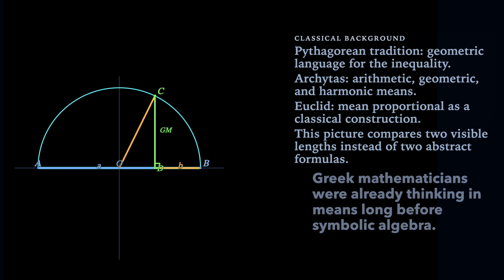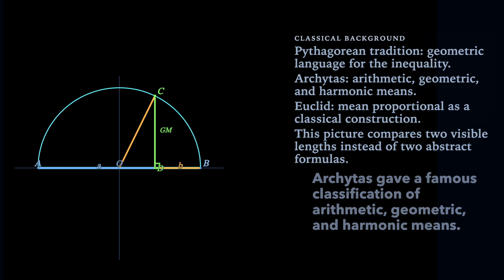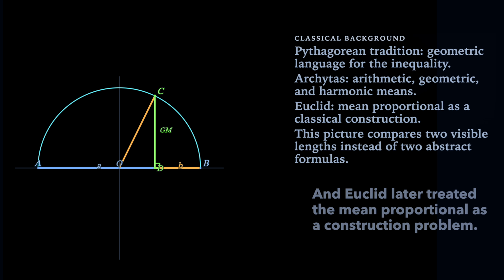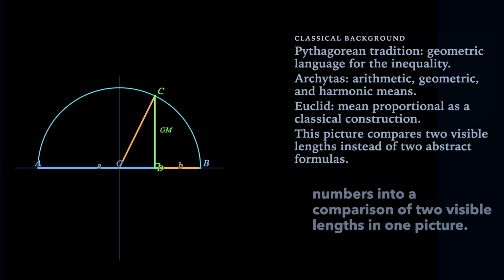Greek mathematicians were already thinking in means long before symbolic algebra. The Pythagorean tradition knew the inequality in geometric language. Archytas gave a famous classification of arithmetic, geometric, and harmonic means, and Euclid later treated the mean proportional as a construction problem. What makes this semicircle method so satisfying is that it turns an inequality of numbers into a comparison of two visible lengths in one picture.